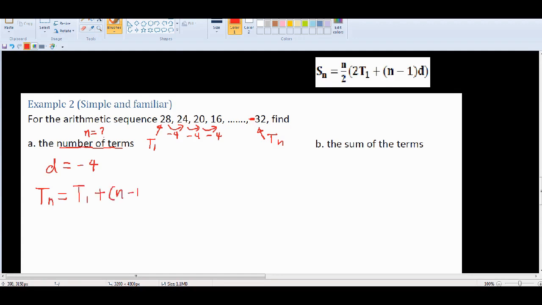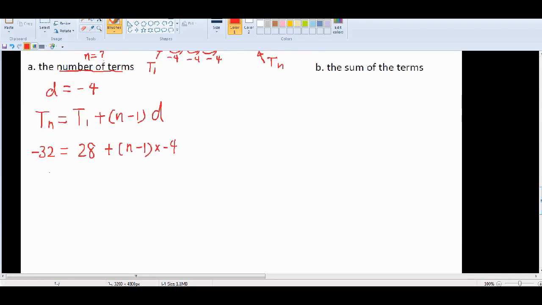If you still remember this one, Tn is minus 32, t1 is 28, plus n minus 1 times minus 4. Have you got this?